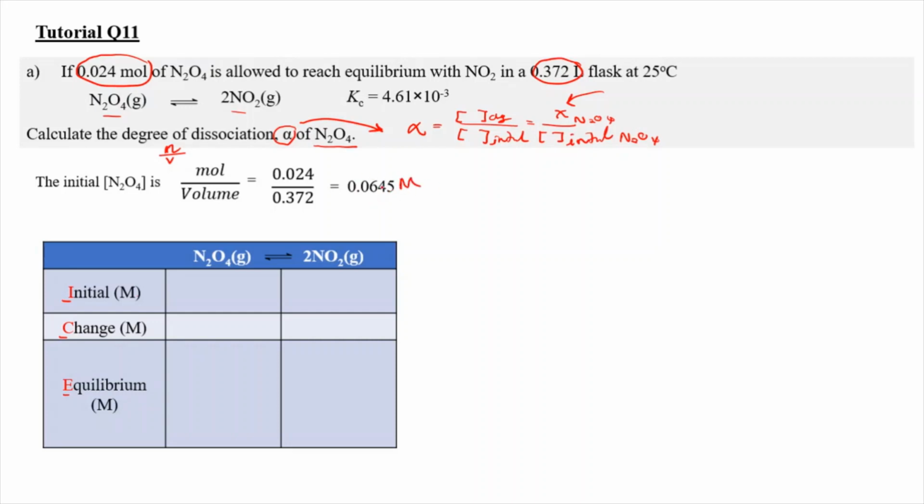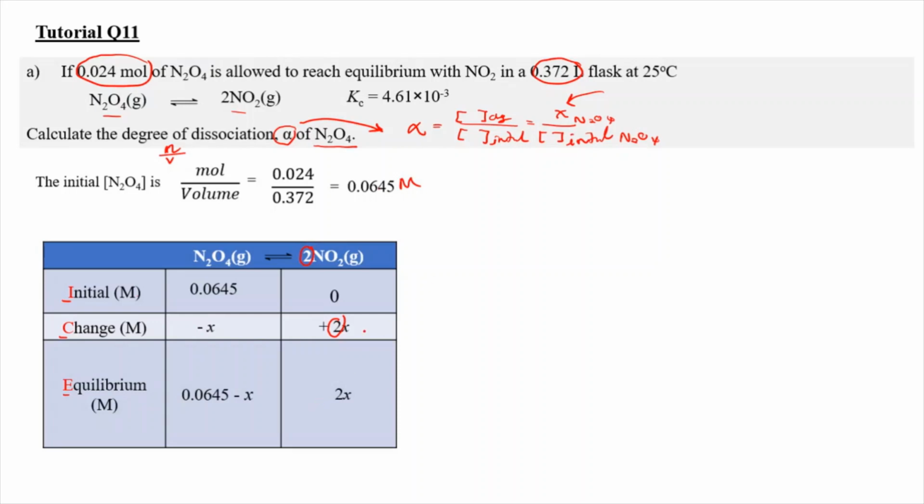Okay, and this concentration will be plugged into the ICE table here, which is 0.065. At the initial stage our product, which is NO2, will be equal to 0, and as time goes by the concentration of the reactant will reduce by x and the concentration of the product will increase by 2x, because of the stoichiometry here. And then at last, at equilibrium, the concentration of the reactant is going to be 0.0645 minus x, and for the product it's going to be 2x.